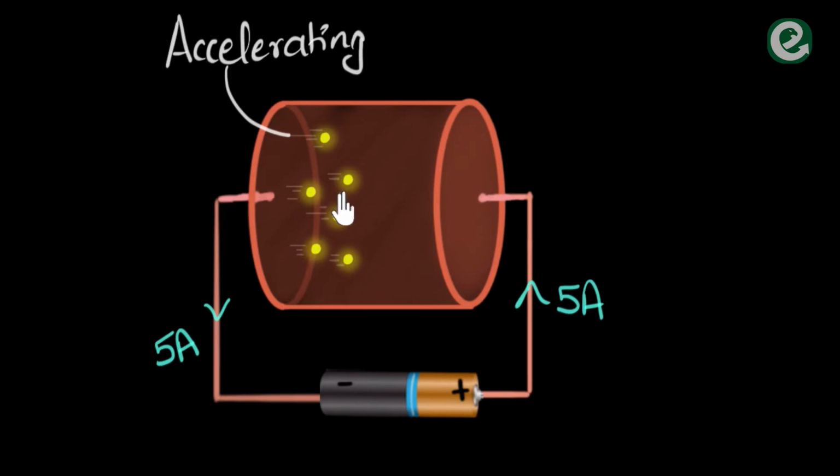But if they are accelerating, doesn't that mean that they should become faster and faster as they go closer and closer to this positive terminal? And if that were to happen, wouldn't the current increase? Because current is the amount of charge flowing per second. If the electrons go faster over here, there should be more charge flowing per second, right? But we know that the current must be the same everywhere in the circuit. So what's going on? What do you think is going on? How do you answer this question? Pause for a while and just wonder about this question and see if you can come up with some answer.